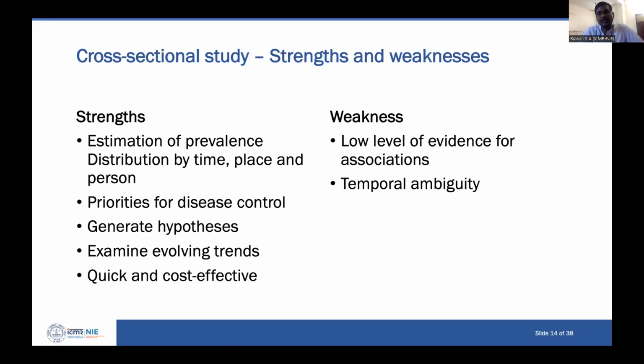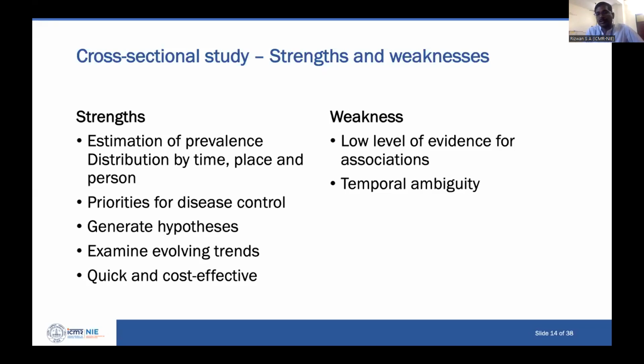Again, please remember, this is an important distinction between cross-sectional studies and the other two study designs we are going to discuss. Cross-sectional studies will only generate hypotheses. They cannot confirm hypotheses. It can examine evolving trends. So if you want to understand how a particular disease or a risk factor, say tobacco smoking or tobacco chewing, has evolved over the past 30 years or the past 10 years or the past 5 years, you can look at trends by doing a cross-sectional study.